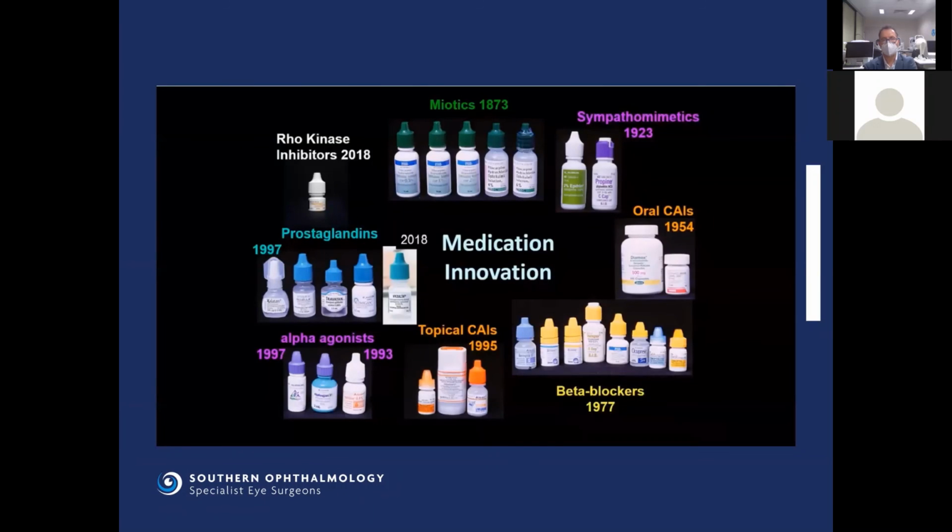So when looking at traditional medical management and how we manage our patients, we tend to start with the smallest possible dose at the least frequent as possible, usually using a prostaglandin unless there's a contraindication, and then tend to add in a topical carbonic anhydrase inhibitor unless there is sensitivity.